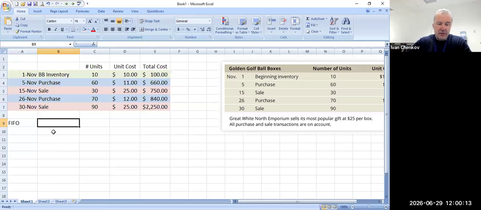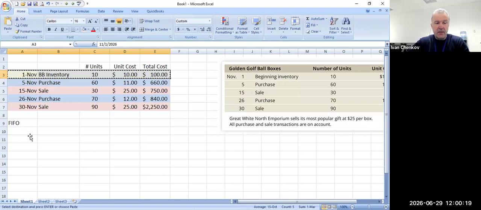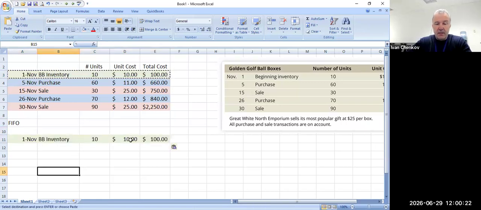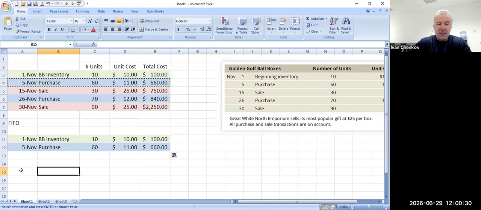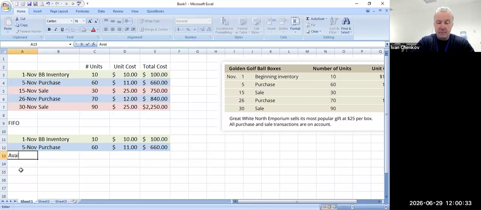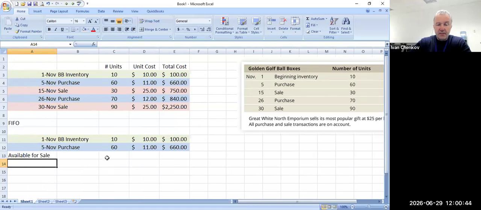Now we have to ask ourselves the question. In the beginning, we have 10. We have our 10. We have the cost per item. On the November 5th, we purchase another 60. The question is, how much we have available for sale? Because we don't want it just sitting there. How much we have available for sale? And we can see that we have available for sale 70 units. What's our total cost? Total cost 760.